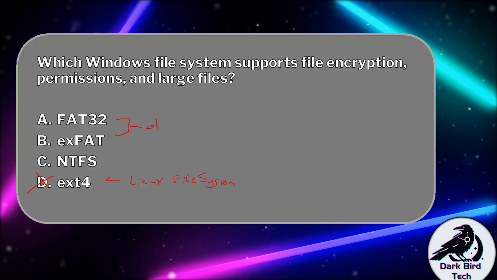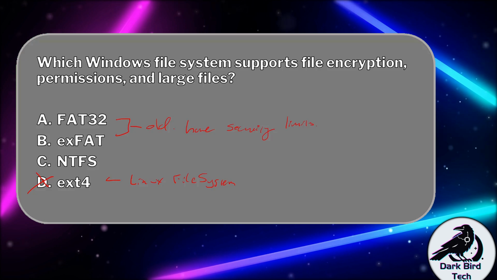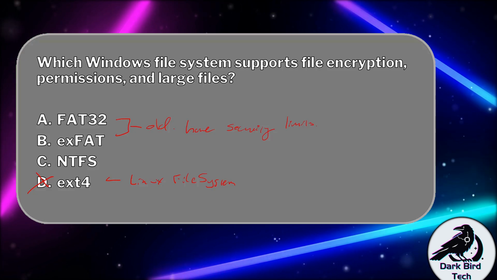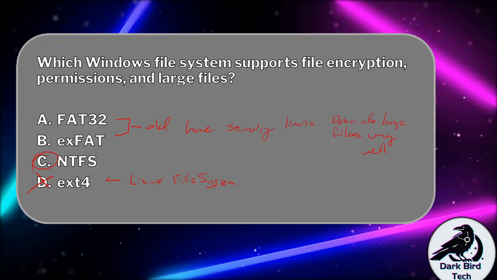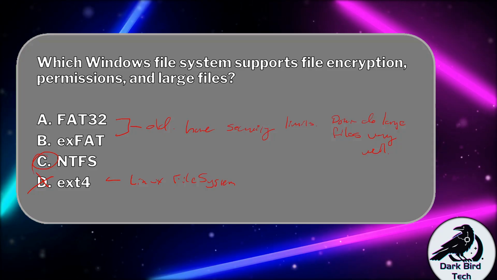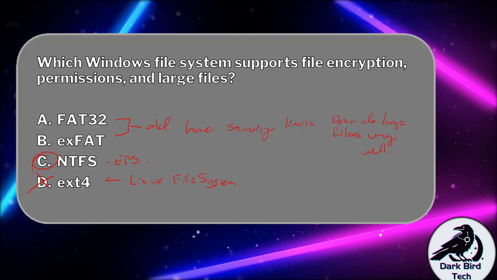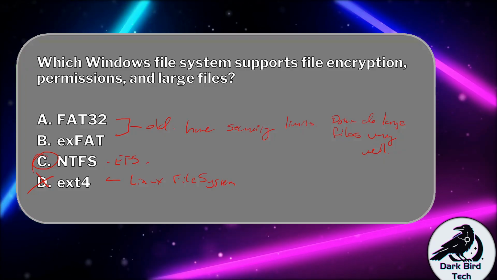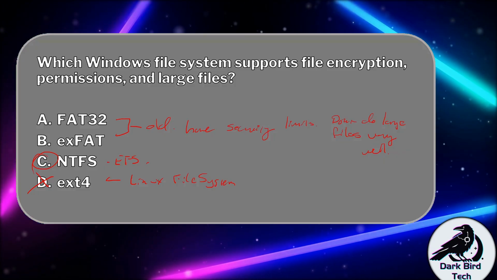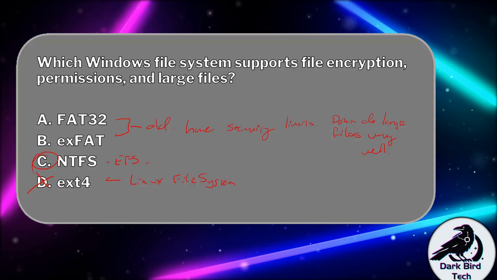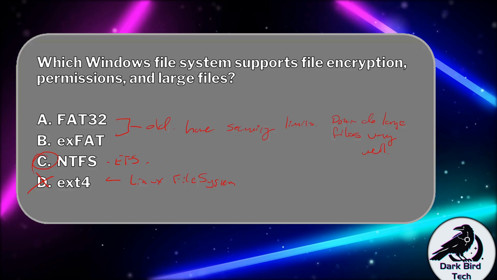FAT32 and exFAT are both old, have security limits on how well they can protect files with encryption and apply permissions to manage access, and generally don't do well with large files. NTFS is the best option here. NTFS has something called EFS built into it, which is the encryption capability. It's got a robust set of permissions for both local and share permissions, and they can be extended with policy settings and extensions to the operating system. And it does pretty well handling files that are pretty big in size. So NTFS is the best answer for this.